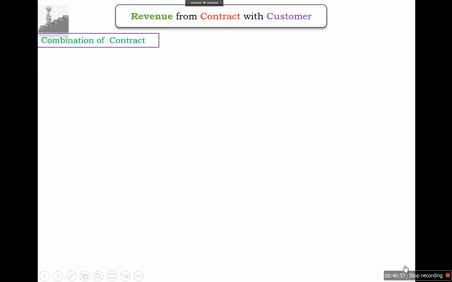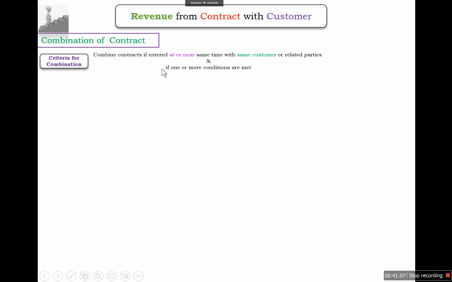So next topic is about the combination of contract. When we should combine the contract. So we should combine the contract if entered at a near same time. So what is the near same time? It is not defined in Ind AS 115. We need to use our judgment.